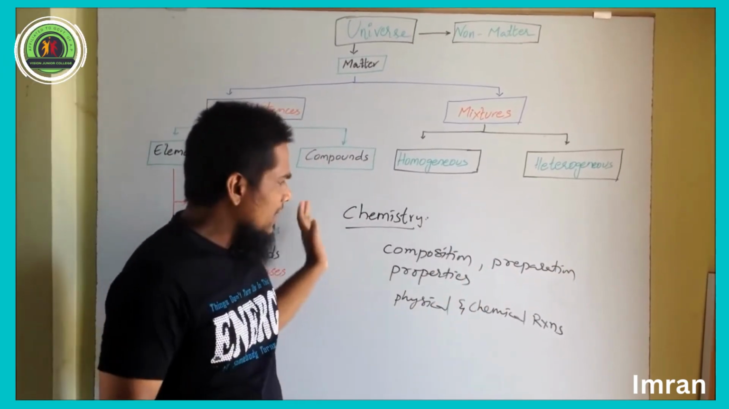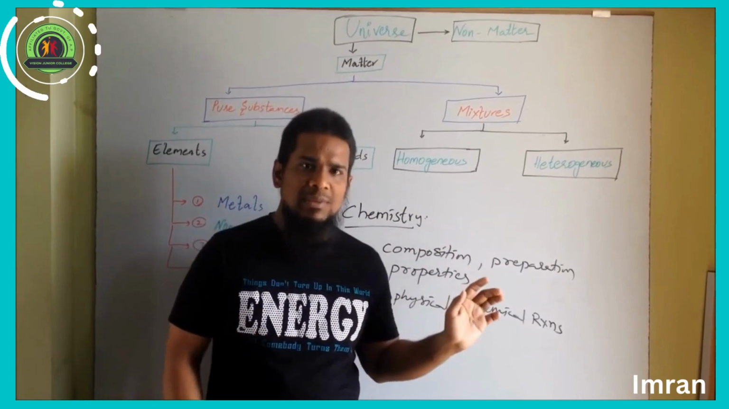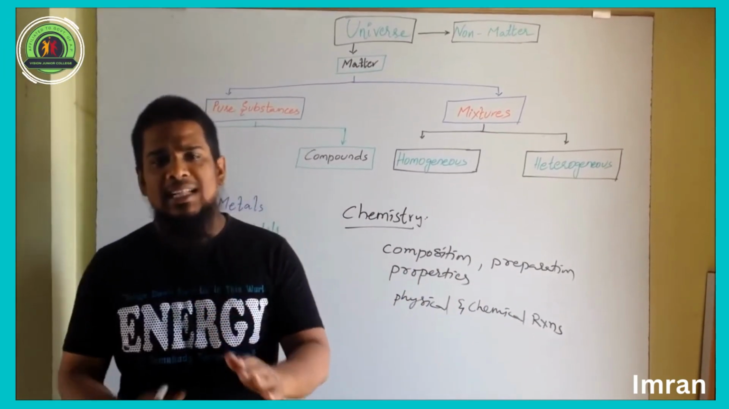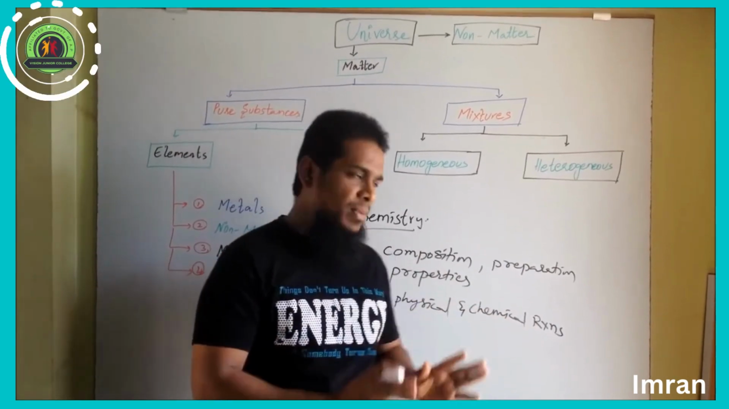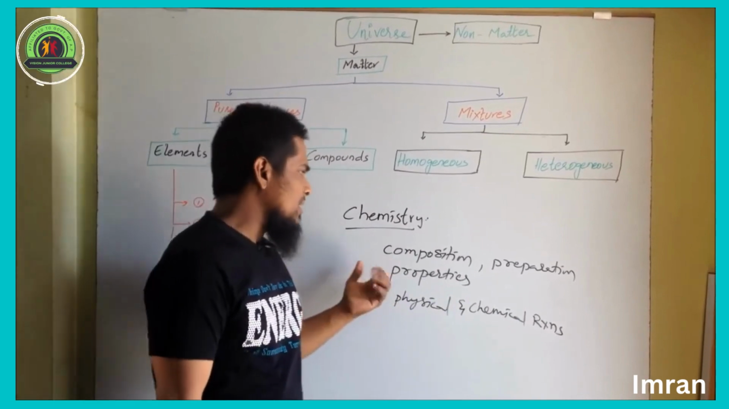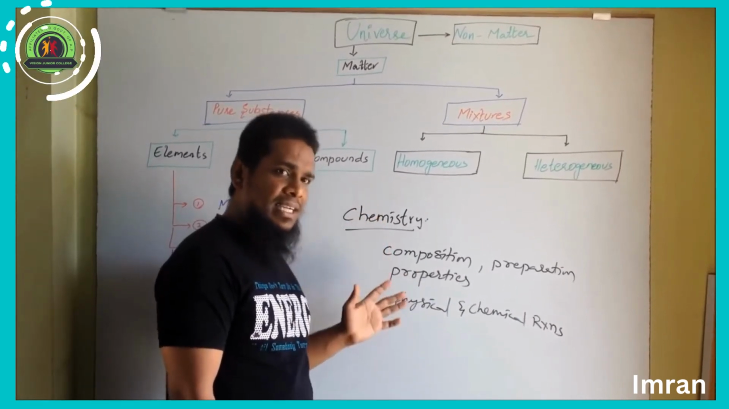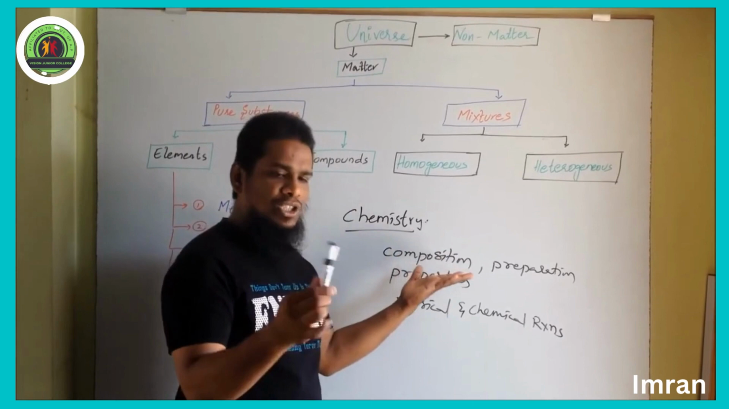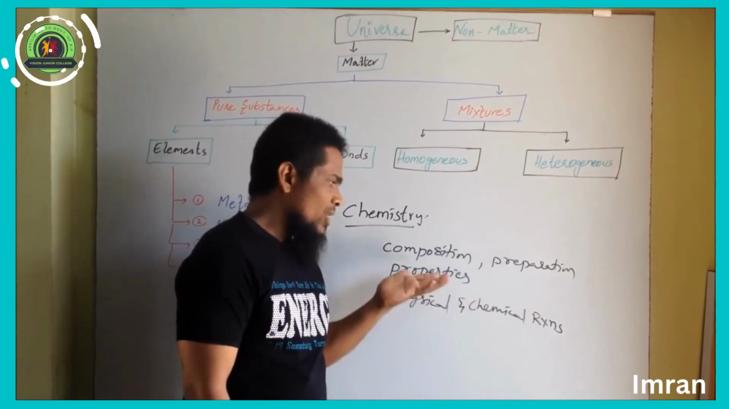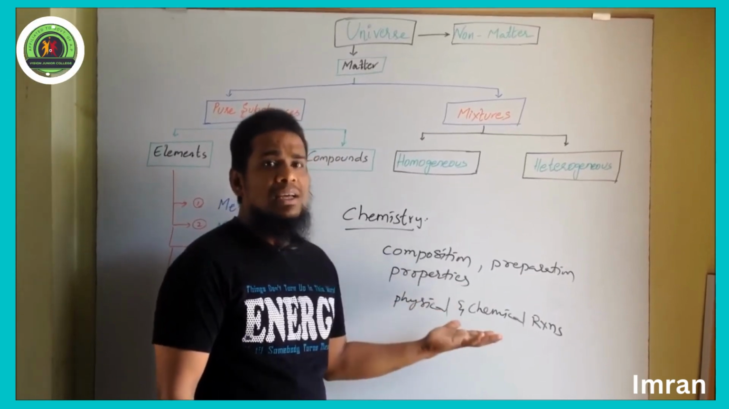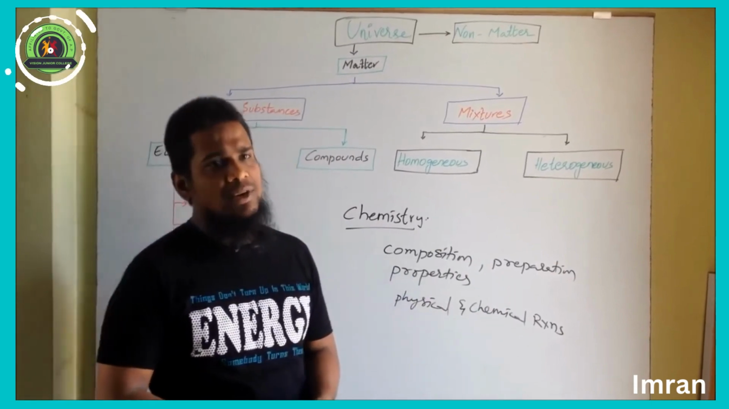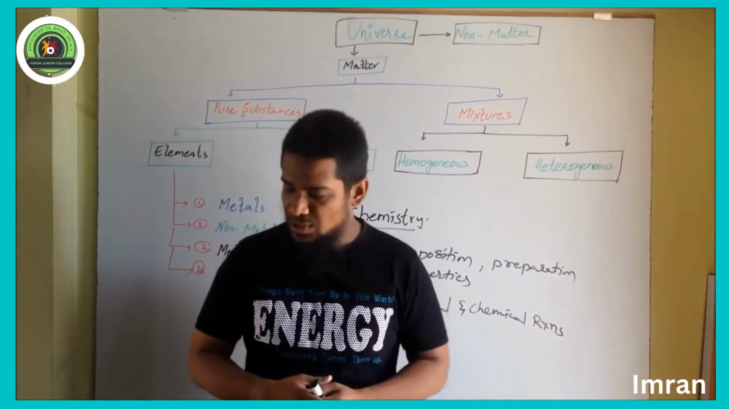So once again, I would like to revise the definition of chemistry. In simple terms, chemistry is the science of atoms, molecules and their transformation into some other substance. And in a better format, we can give the definition of chemistry as a branch of science which deals with the composition of the substance and how it is prepared and what are its properties and what are the chemical or physical changes that a substance is undergoing. That is called chemistry.